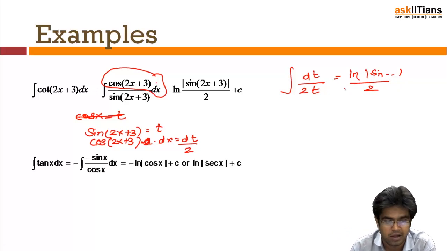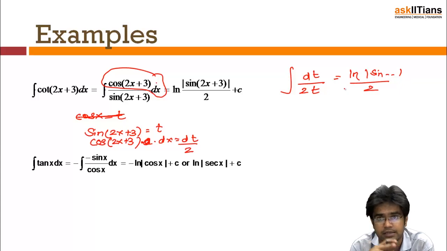Let's take one more. Again, what can I write for tan x? I can write tan x as sin x upon cos x. I have deliberately introduced a minus sign. Why? Because I am going to put cos x as t. If I put cos x as t, d by dx of cos x is minus sin x.